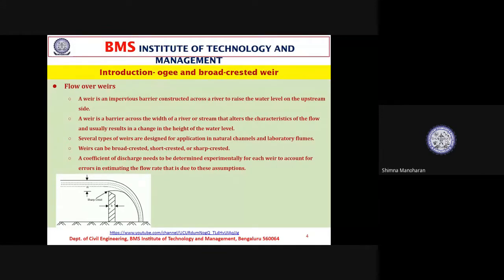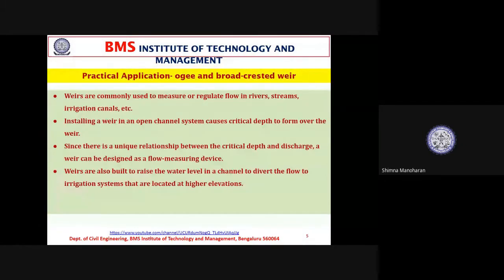Based on the shape, weirs are mainly classified into three: rectangular weir, triangular weir, and trapezoidal weir. Based on the shape of the crest, weirs are classified into sharp crested weir, broad crested weir, narrow crested weir, and ogee shaped weir. Based on the effect of sides on the emerging nappe, there are weirs with end contraction and weirs without end contraction.